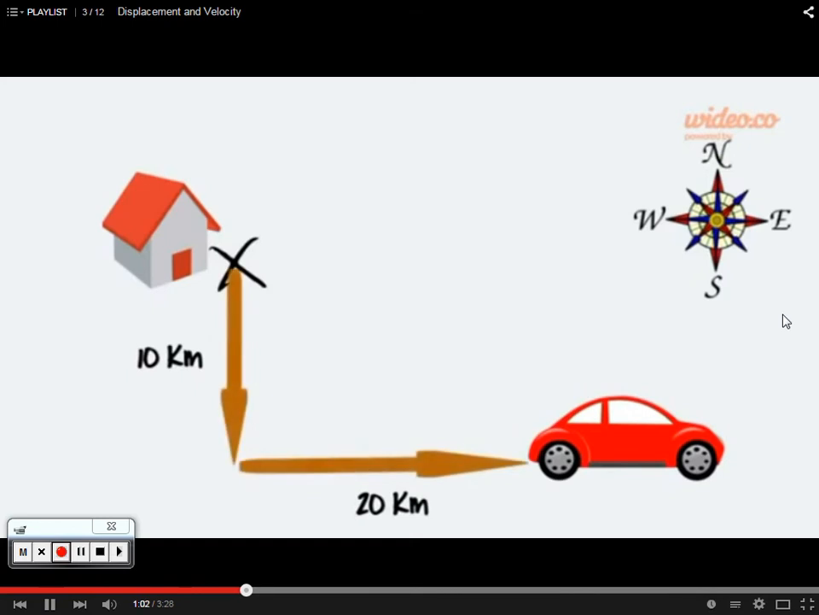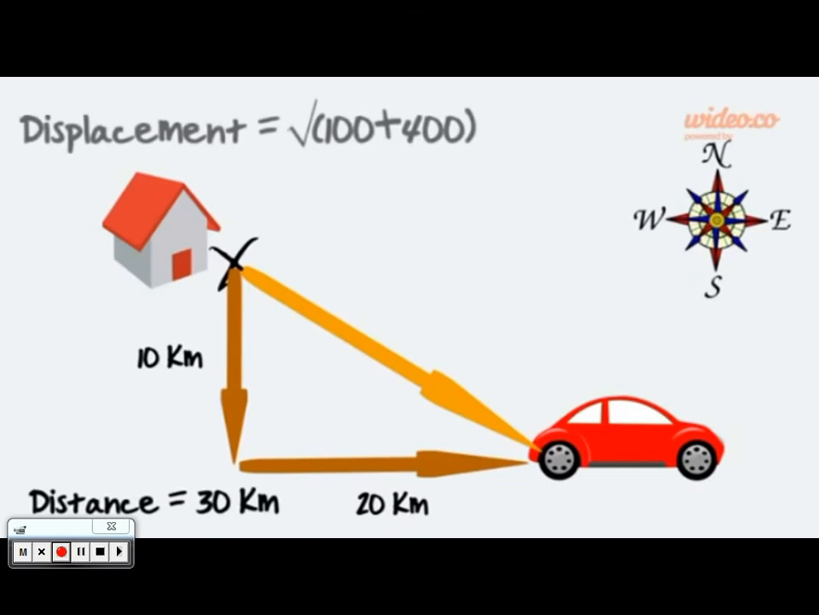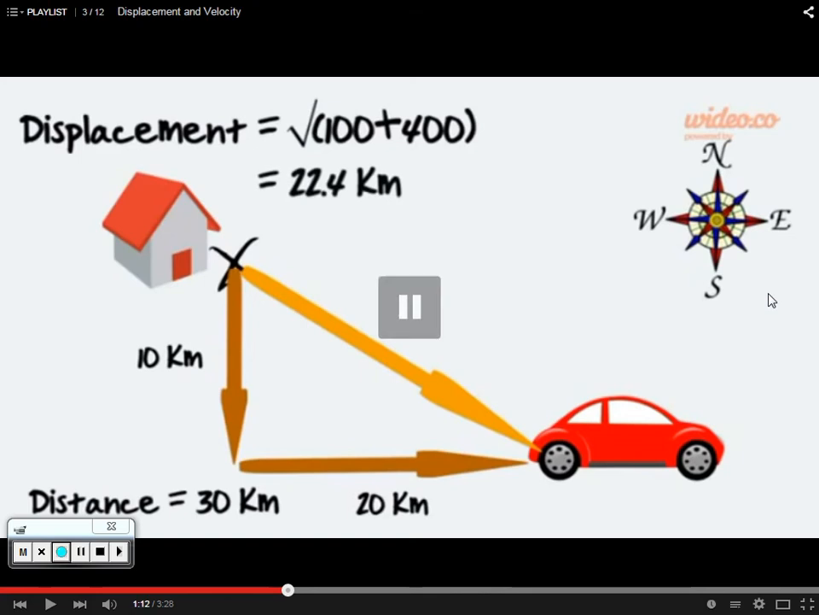But the displacement is different. Displacement is given by that orange arrow there. The displacement is the hypotenuse. Remember, it's how far you are away from your starting point. So you are that length across there away from your starting point. So your distance and displacement are not going to be the same. You could use trigonometry, but it's easier to just use Pythagoras' theorem. So whereas distance is 30, the displacement is 22.4 kilometres.